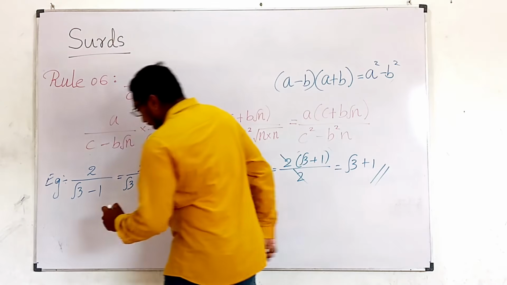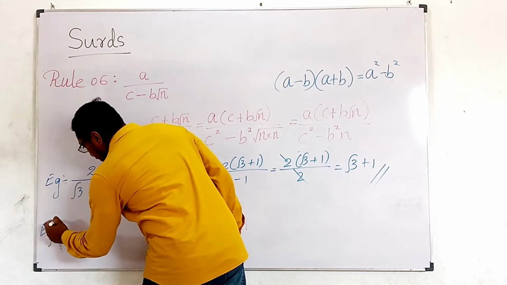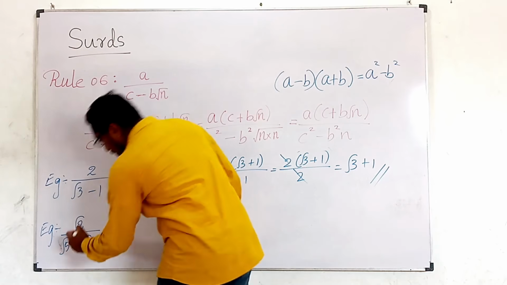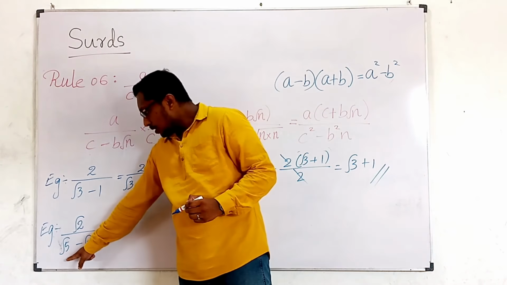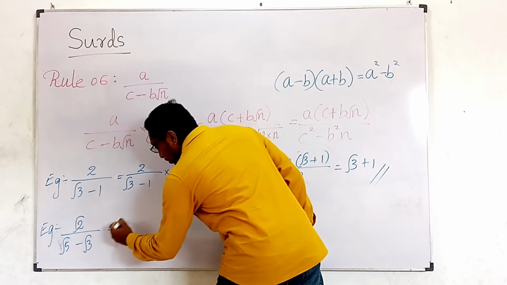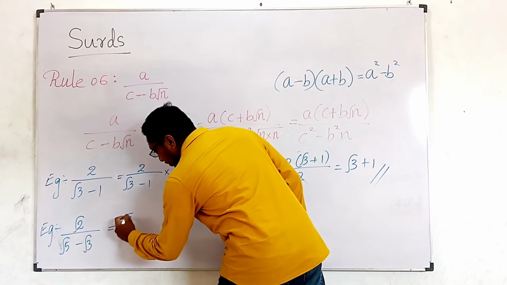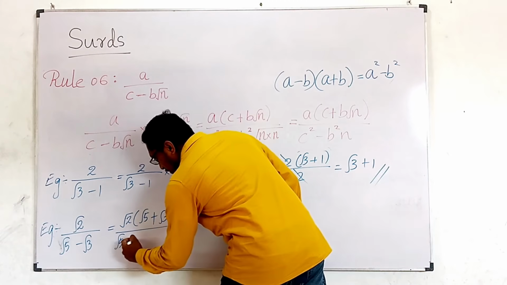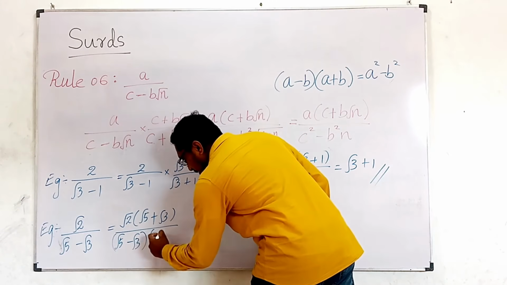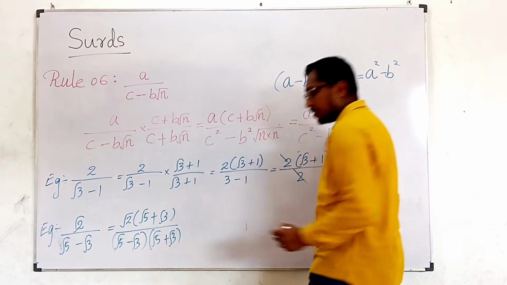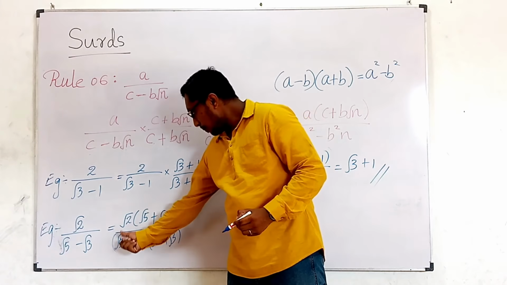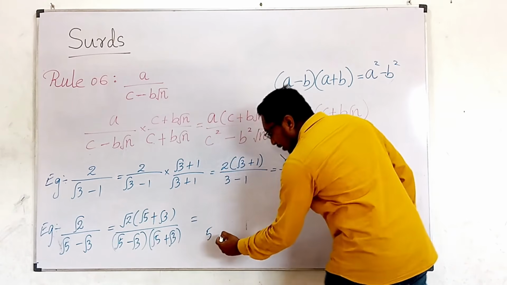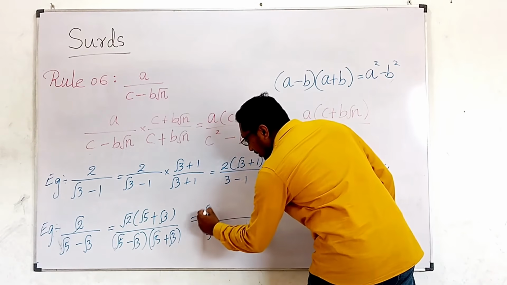And my next example, this time both numbers are thirds. So what is the number now we should use to multiply? Square root 5 plus square root 3. Square root 3 minus that, but the operations don't change, right? Square root 5 into square root 5 is 5. Square root 3 into square root 3 is 3.